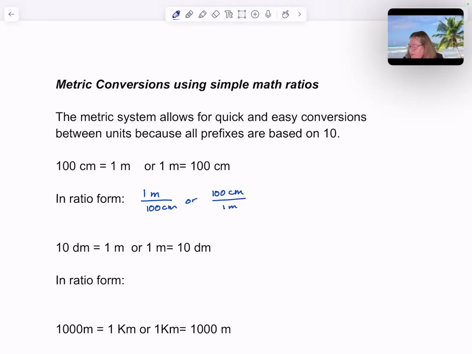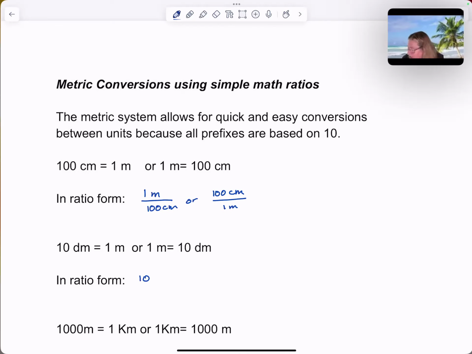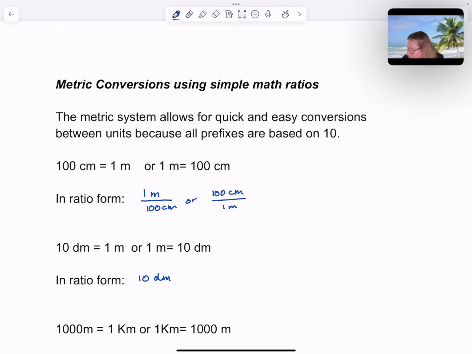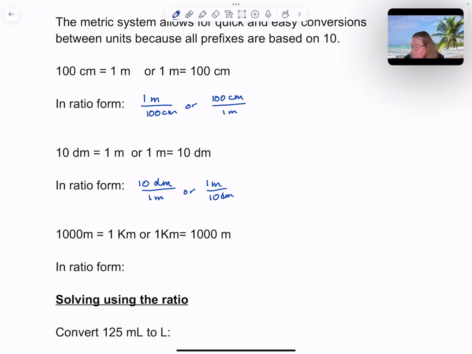10 decimeters equals 1 meter, or 1 meter equals 10 decimeters. That would be 10 decimeters to 1 meter, or 1 meter to 10 decimeters. They both have a value of 1. Here, 1,000 meters equals 1 kilometer. We could put it as 1 kilometer to 1,000 meters, or 1,000 meters to 1 kilometer.